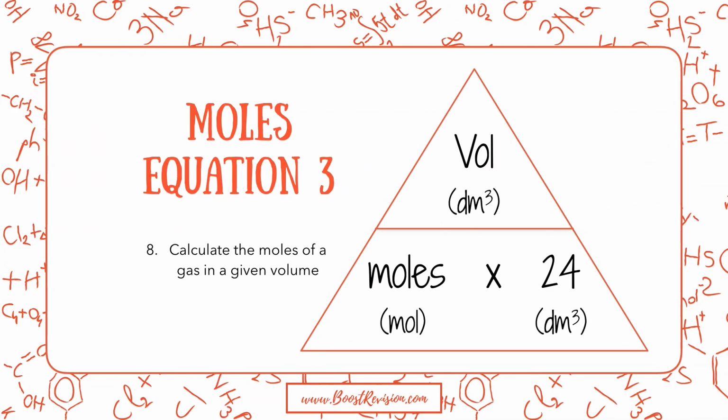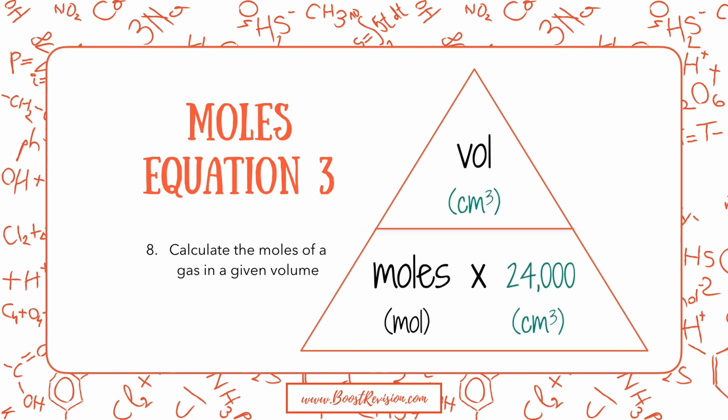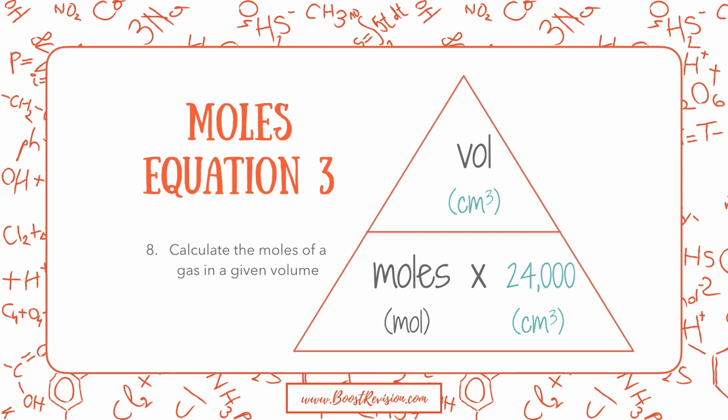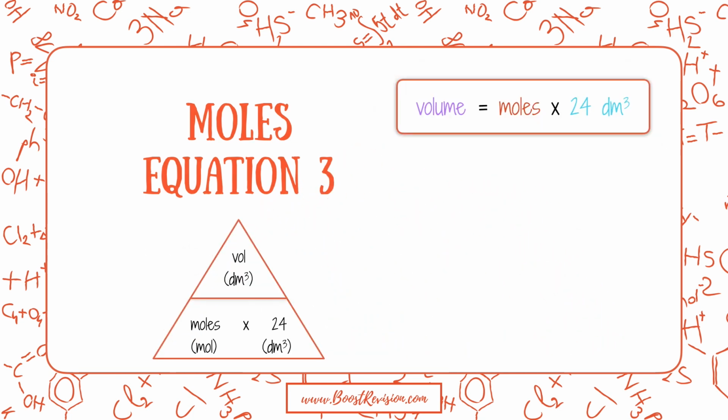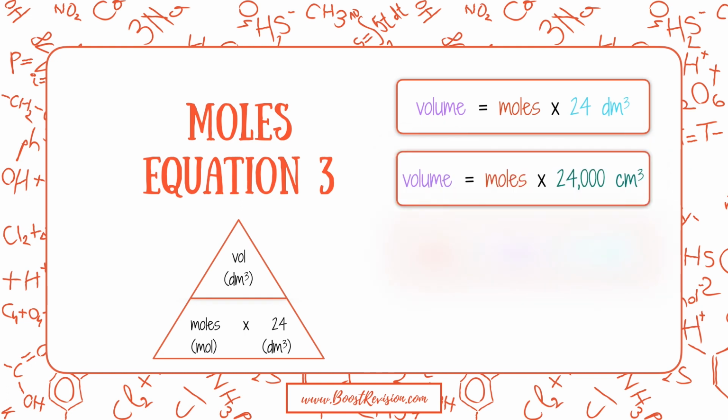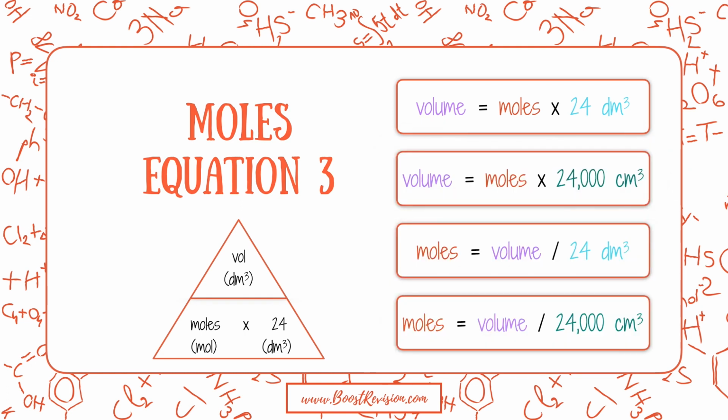Finally, we've got the equation triangle that tells us how to calculate the moles of a substance given the volume of gas. So here we've got moles equals volume divided by 24, or volume equals moles times 24. Again here, the volumes are given in decimetres cubed, so you may be expected to convert it into centimetres cubed by either dividing your volume by 1,000 or dividing the whole thing by 24,000 instead of 24. You'll see what I mean in a second. If you're not sure how to rearrange this triangle, then here are the options on the right. And let's look at an example.